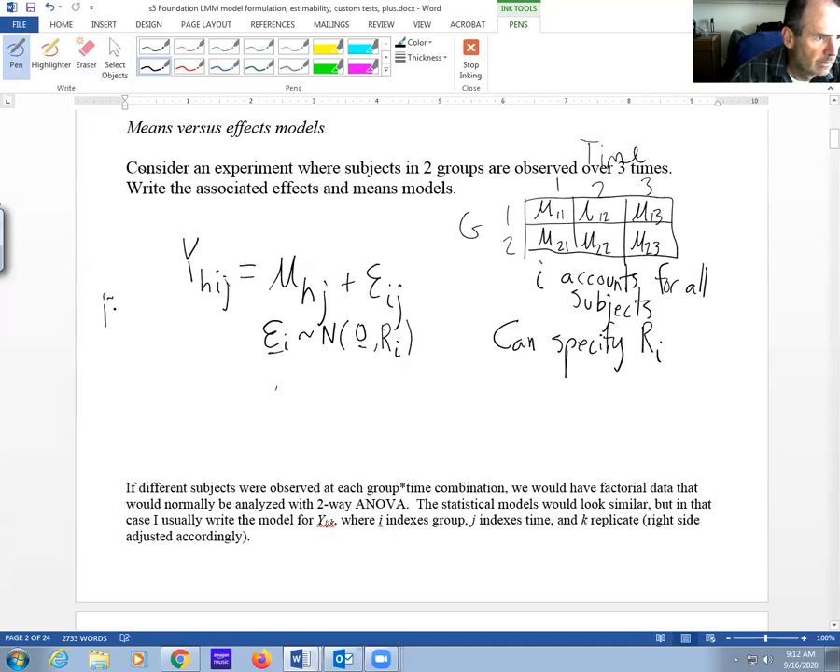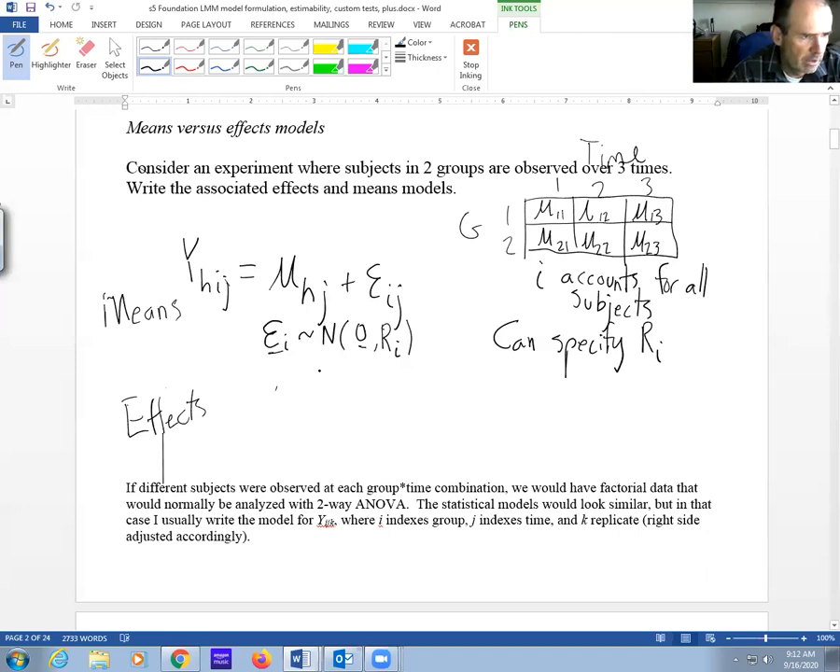That's the means model. Okay, and the effects model is going to take that mean and break it down into components, like you can express your group effects, your time effects, and your group by time effects.